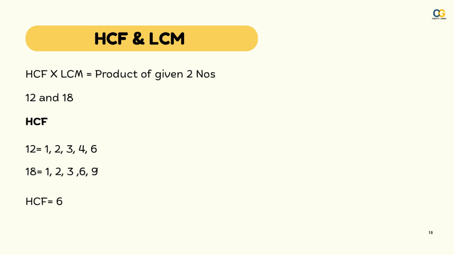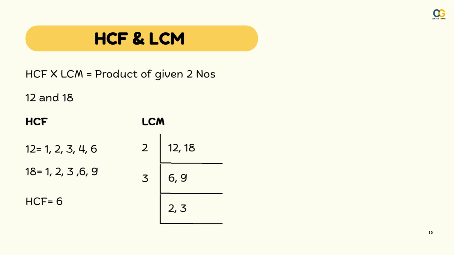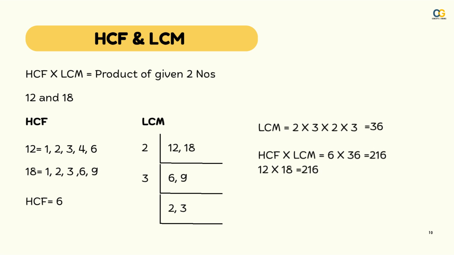If we take the LCM of 12 and 18, where we divide them simultaneously first by 2, then by 3, to ultimately reach 2 and 3, which are prime, the LCM would be 2 into 3 into 2 into 3, which is 36. So the product of LCM and HCF, which is 6 into 36, is 216. Also, 18 into 12 is 216. So the product of HCF and LCM is equal to the product of the given numbers. So if we have the HCF and LCM of the number and one number, we can find the other number. Let us solve some examples in this chapter to understand these concepts further better.